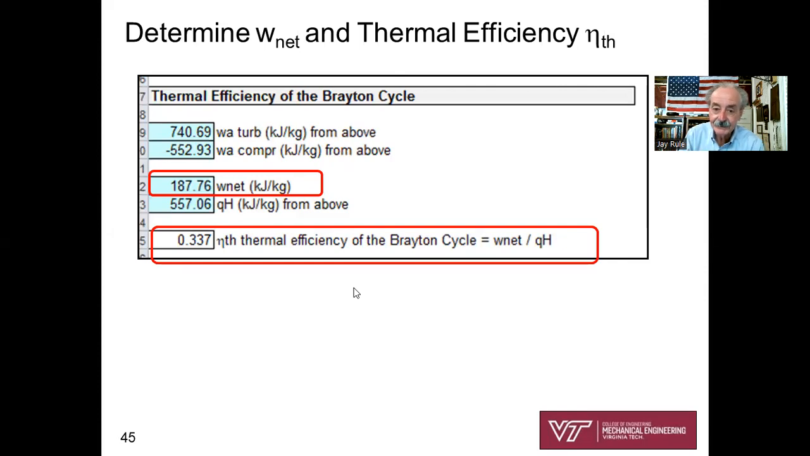Now, W net and thermal efficiency, same approach, just different numbers. So we're going to add up the turbine and compressor actual works to get 187.76 W net, kilojoules per kilogram. QH from the previous work we did, 557. So energy sought over the energy that cost, thermal efficiency, 33.7%.